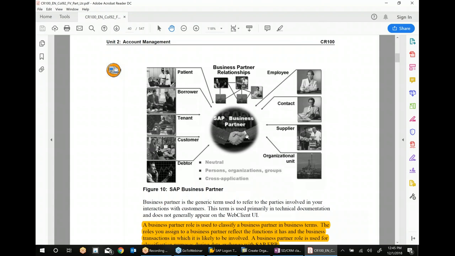You have a sold-to party as a business partner. Ship-to party is a business partner. Payer is a business partner. You have a patient, your business partner. If you are a bank, a borrower is a business partner. If you are in real estate, your tenant could be a business partner. Your customer is a business partner. If you are a bank, your debtor is a business partner. Your employee is a business partner. Your contact person is a business partner. Your supplier is a business partner. You can have business partners of different types and different categories.